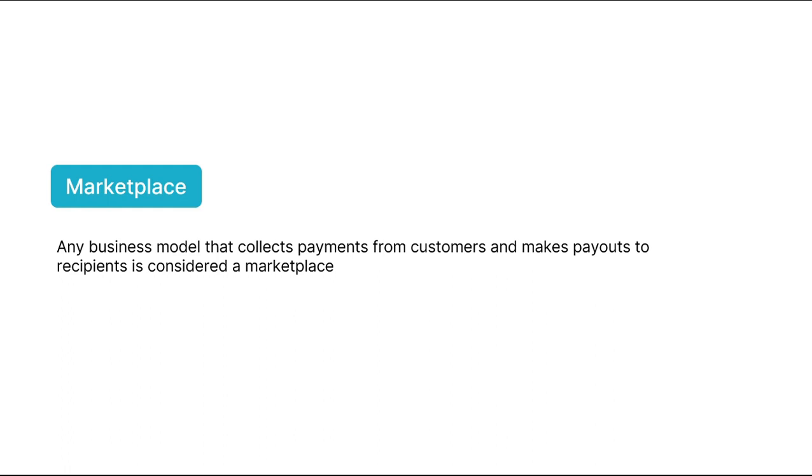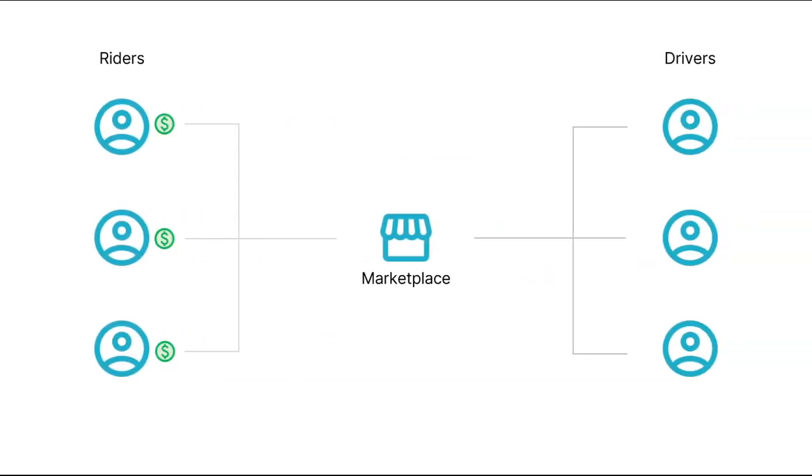Let's now talk about a marketplace. So any business model that collects payments from customers and makes payouts to recipients is considered a marketplace. We made an example earlier about Upwork, but we can also talk about Uber. So because Uber collects payments from riders or customers, then later makes payouts to its drivers, Uber is considered a marketplace app. So if your app will be collecting payments from customers, then later making payouts to recipients, then your app can be considered a marketplace.